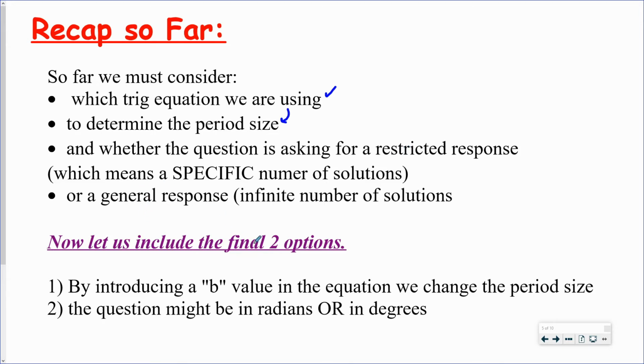Whatever. Last 2 points. If we introduce a b value, that's going to change some things because the b value affects the period size, right? Because period is 2 pi over b. So all the questions we did had a b value of 1. What if the b value is not 1? Well, we'll see what happens. And the question might be in radians or degrees. That's not as hard to deal with, just something to watch out for.